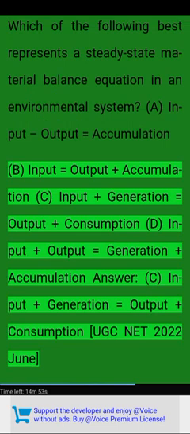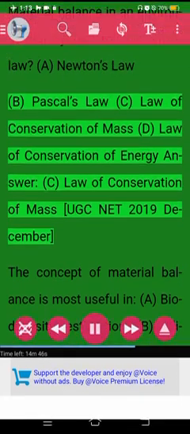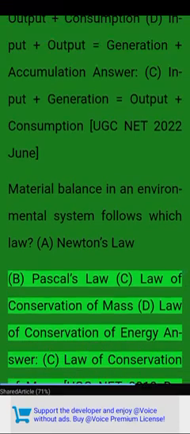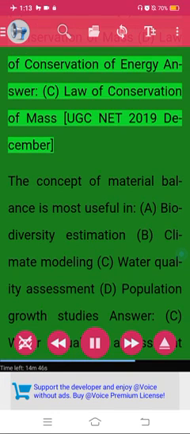UGC NET 2022 June. Material balance in an environmental system follows which law? A. Newton's law. B. Pascal's law. C. Law of conservation of mass. D. Law of conservation of energy. Answer. C. Law of conservation of mass.